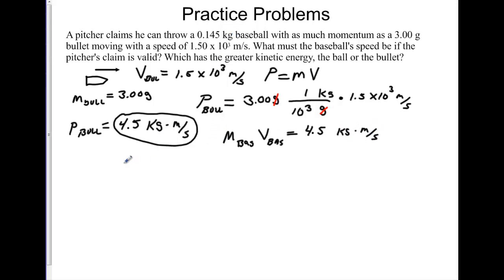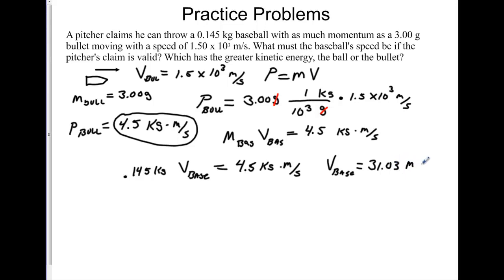The mass of the baseball is given, and that's already in kilograms, so we can just write that down: 0.145 kilograms times the velocity of the baseball must equal 4.5 kilograms times meters per second. All we have to do is take 4.5 divided by 0.145, and we will find the velocity of the baseball in this case would equal 31. I'm not going to round here, so I'm going to get 31.03 meters per second. Now that would be the velocity of the baseball. So we were able to do the first question.